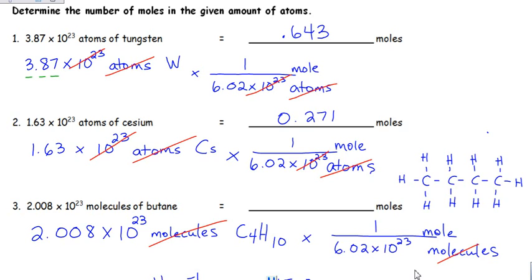When I plug this into my calculator, I'm also going to cancel the 10 to the 23rd. Now this time my original has 4 sig figs. 2.008 is 4 sig figs. So I'm going to leave 0.3336. And is that answer reasonable? You betcha. 2 times 10 to the 23rd is about 1/3 of a mole. That's exactly what I got, about 1/3 of a mole, 0.333.